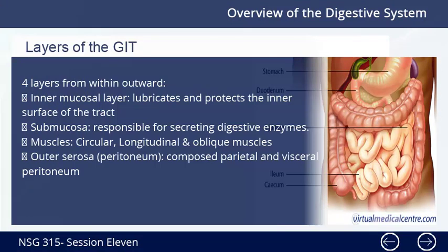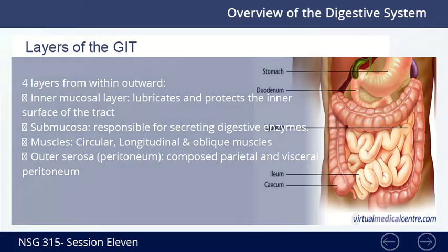Layers of the GIT. There are 4 layers from within outward. Inner mucosal layer, which lubricates and protects the inner surface of the tract. The submucosal layer, responsible for secreting digestive enzymes. The muscle layer, which are circular, longitudinal, and oblique muscles. Then the outer layer, that is the peritoneum, composed of parietal and visceral peritoneum.